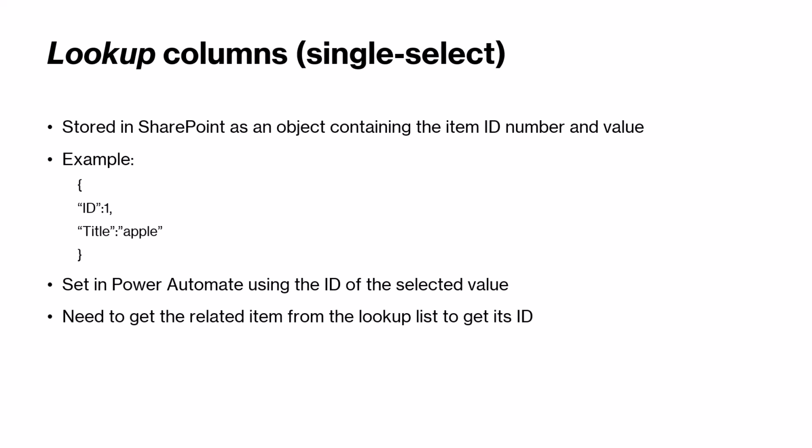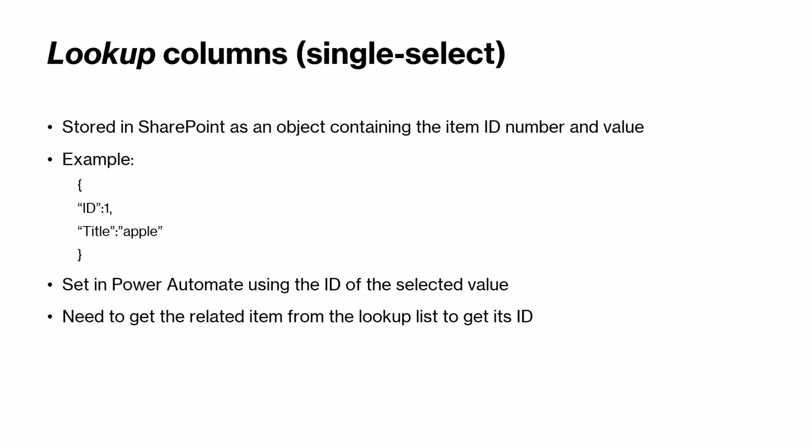It's never going to change for the item that you selected, but you could change the title. So let's say in this example, Apple, if I changed it to a capital A, basically because it's referenced in the SharePoint list by the ID number of the item that's being looked up, it's going to update automatically. So it is kind of cool, but it makes things a little more difficult. Now, as well as in Power Automate, when we want to set that lookup column in our SharePoint list, we need to use the ID of the selected value.